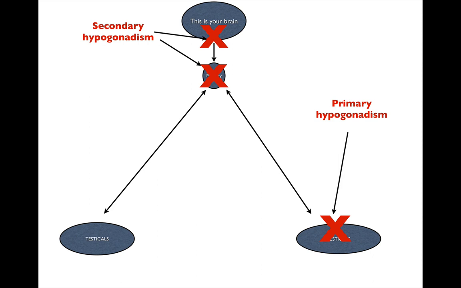Oftentimes as men get much older, 65, 70s, maybe we're dealing with primary hypogonadism at that point. But oftentimes if we're dealing with stress effects and toxicity effects of the modern Western world, we're usually dealing with secondary hypogonadism. And that's going to be important as you understand further how and why we do what we do when we do TRT therapies.